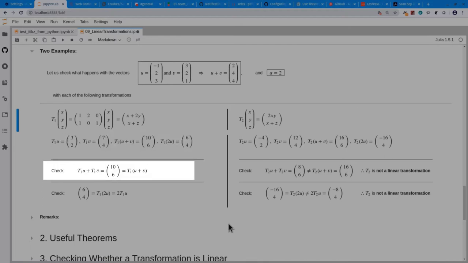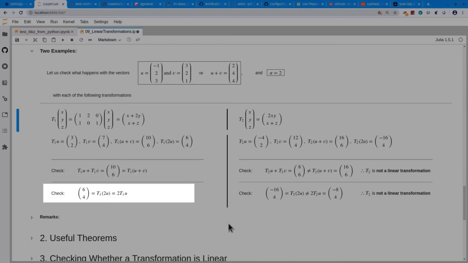So now we check. T1u plus T1v, that's (10, -6), that's equal to T1 applied to u plus v as well. So for this example at least, we see that the linearity property holds. And similarly for T1 applied to 2u, T1 applied to 2u is (6, -4). 2 times T1 applied to u is (6, -4). Again, the second property also holds. And of course, this is an example. An example by itself would not be sufficient to prove that the properties hold for all vectors. However, we do know that for a matrix, indeed, matrix multiplication times vector is a linear operation. So no surprise.